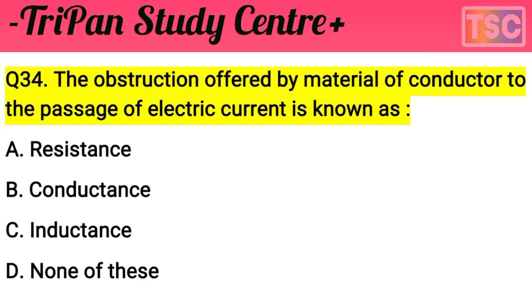Next question on your screen. The obstruction offered by the material of a conductor to the passage of electrical current is known as: A, Resistance; B, Conductance; C, Inductance; and D, None of these. That's important.